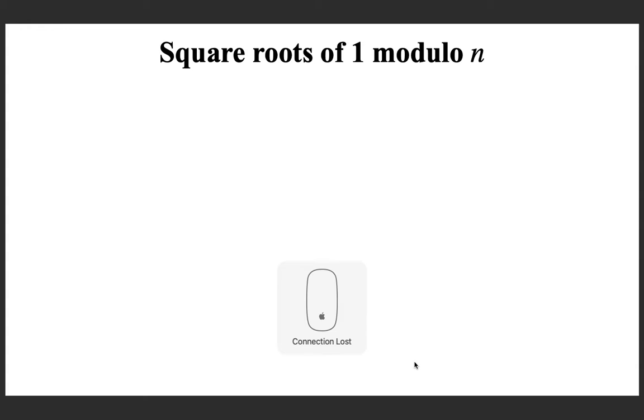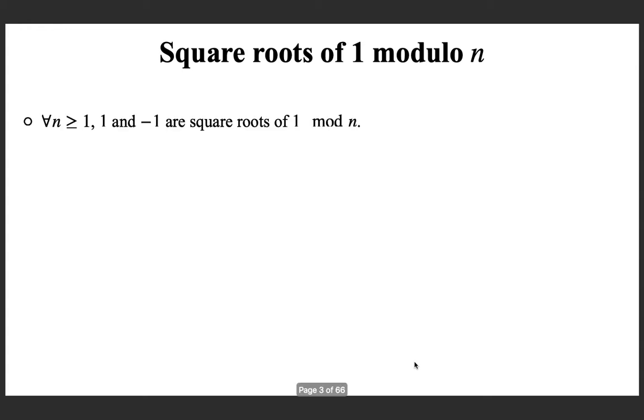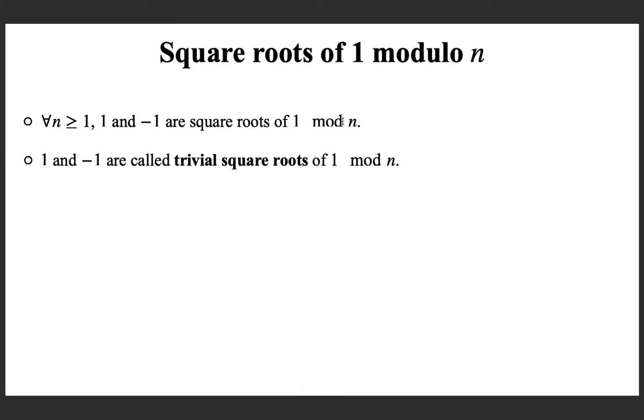That is the square root of 1 in the modulo n system. For every n greater than or equal to 1, 1 and minus 1 are square roots of 1 modulo n. That is easy to see because when you square 1 and minus 1, you will get 1, no doubt. So, they are definitely square roots of 1 even in the modulo system, and they are called the trivial square roots of 1 modulo n.